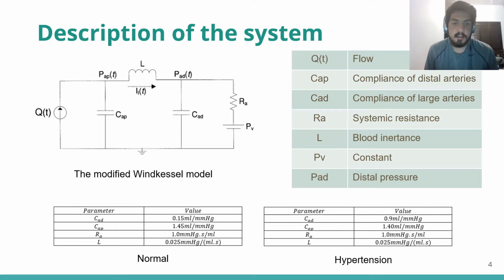We have the parameters of a normal person, and we want to measure the pressure of a person with hypertension. So we're going to change the parameters to simulate a person with a problem in the heart.